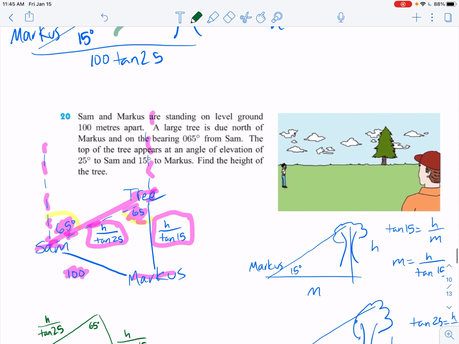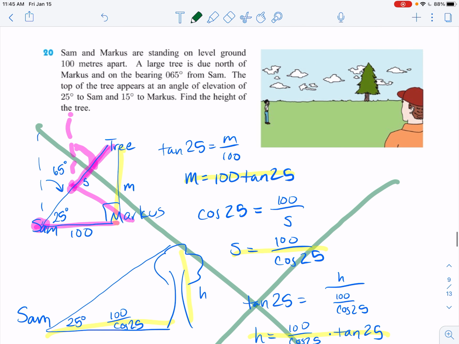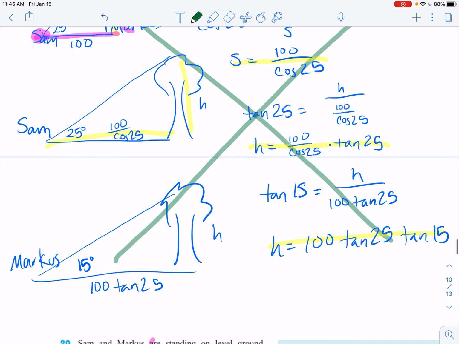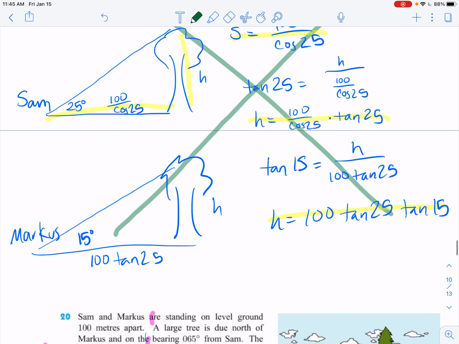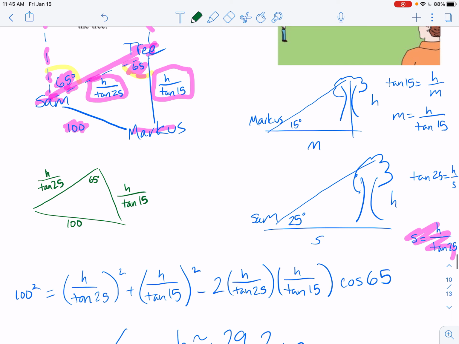So hopefully that was helpful. I don't know if it makes you feel better or worse that I tried to use the right triangles, but doing it for both trees, or not both trees, it's the same tree, but finding the height in terms of both Sam and Marcus showed me that I was wrong. So then that sent me back to the drawing board, but hopefully that makes sense to you.